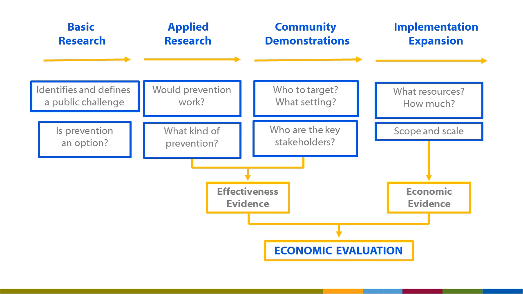And from there, you would conduct some sort of community demonstrations that will inform you on who your target population is, what setting the prevention would work best in, and who your stakeholders are, the important people that you need to work with in order for your prevention work to actually be effective. So the applied research and the community demonstration steps are contributors to your effectiveness evidence. For example, if you're looking at a vaccine intervention, once you finish the community demonstration, that will give you information on which population and what setting this intervention is going to be most effective in, and that's your effectiveness evidence.